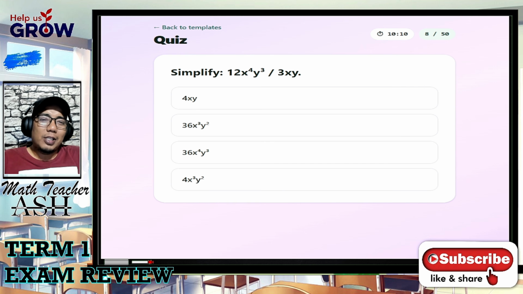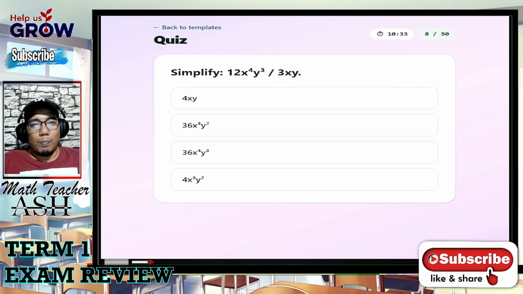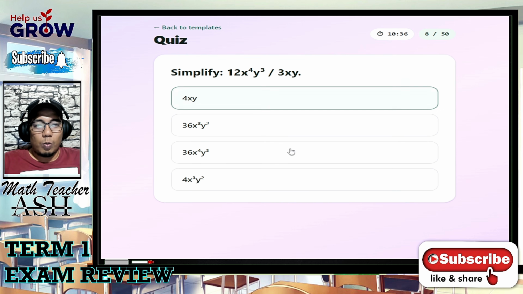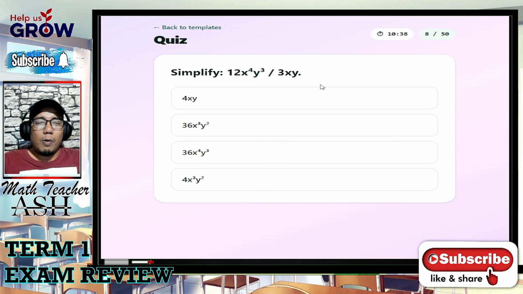Alright, my dear math learners, in simplifying this kind of given, we need to apply the quotient rule. The quotient rule means when you divide rational algebraic expressions, the numerical coefficients will be divided normally. So 12 divided by 3, that would give you positive 4. So you have here this one or this one.